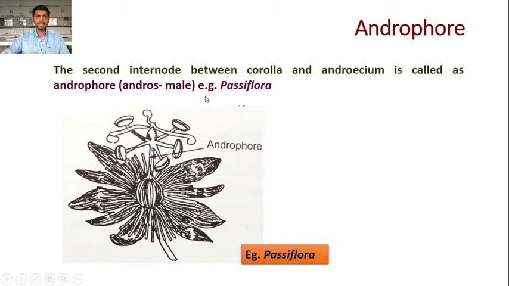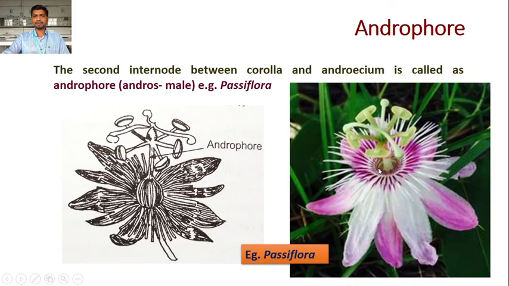Andros means male, for example Passiflora. This is found in some flowers only. This androphore is present between the corolla and androecium. It is the second internode between corolla and androecium. It is called androphore, for example Passiflora.